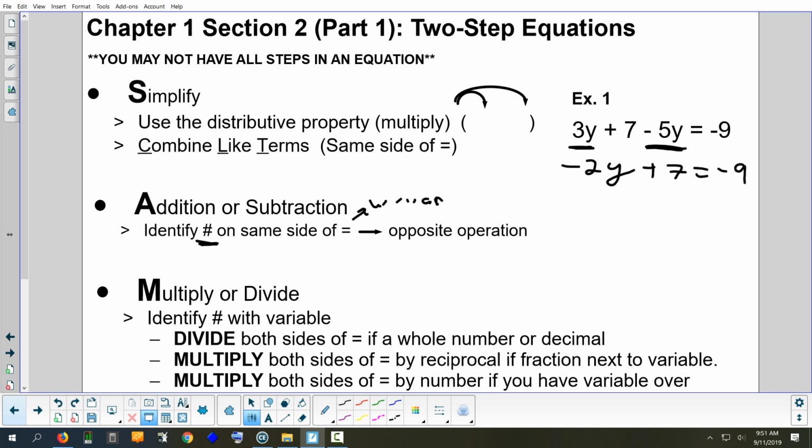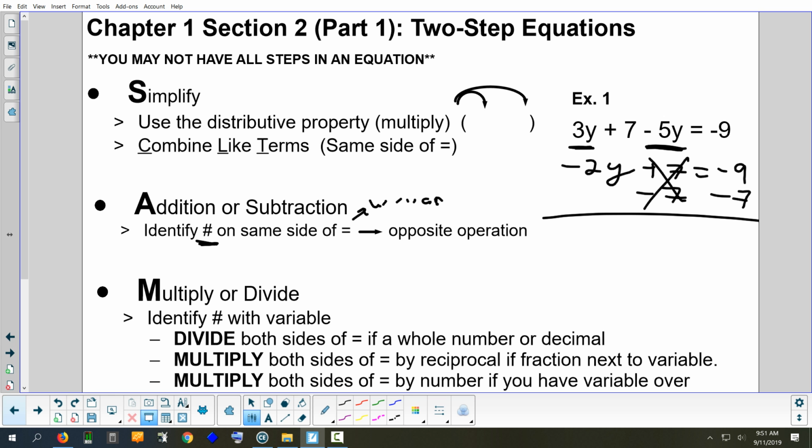So now what is the opposite operation of plus 7? Subtract. And what are we going to subtract? 7. Perfect. Subtract 7 from both sides. What cancels out on the left? 7. Yep. Plus 7 minus 7, gone. Now we still have something on the left-hand side.